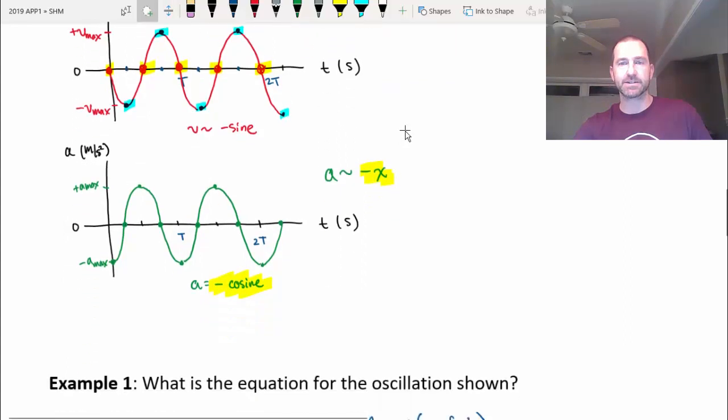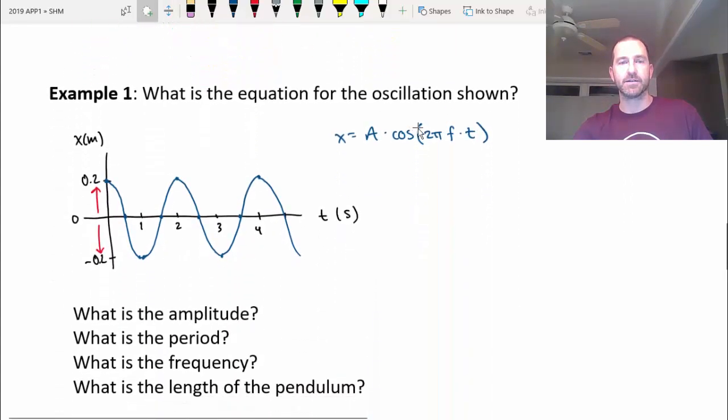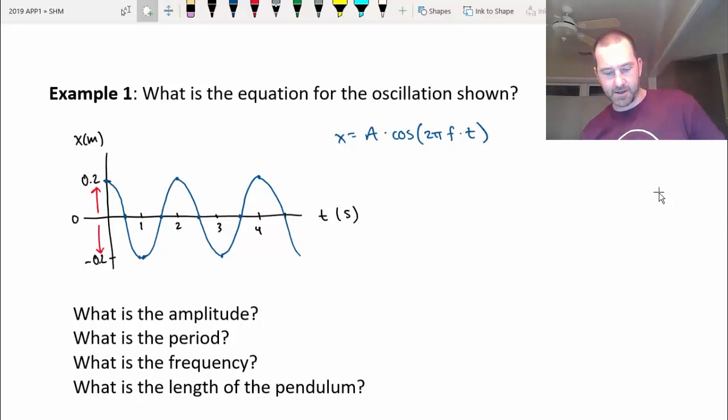Now let's go ahead and take a look at an example problem here that's going to ask us to calculate a few things, but really just interpret the graph of a pendulum. And I've got it drawn out with actual numbers. I've got the stock equation for the pendulum, or for any oscillator, that x is equal to amplitude times cosine of 2 pi frequency multiplied by t, the variable t.